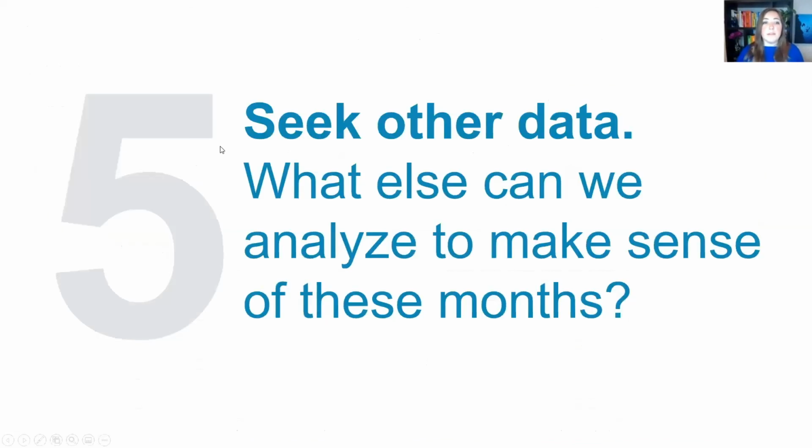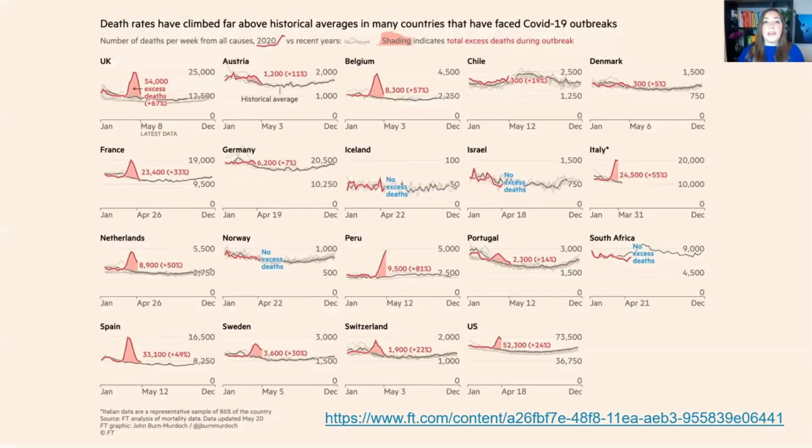Fifth, and finally, seek and look for other data besides the case and death data. As we've talked about multiple times in this session so far, there are lots of flaws and challenges in how the case and death data gets pulled together. So what else can we analyze to make sense of these months? Maybe that's non-pharmaceutical interventions like requiring wearing masks, or maybe it's something like looking at excess mortality.